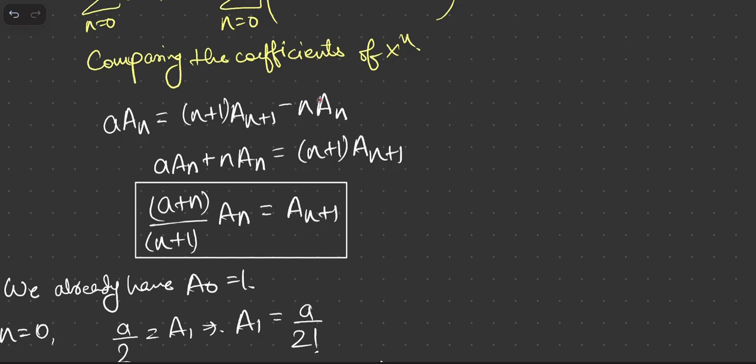And from here, adding n times capital A sub n to both sides, that's going to give us a times capital A sub n plus n times capital A sub n equals n plus 1 times capital A sub n plus 1. And here we can factor out this A sub n, because that's common, and simultaneously we can divide both sides by n plus 1. So that's going to give us a plus n over n plus 1 times A sub n equals A sub n plus 1.